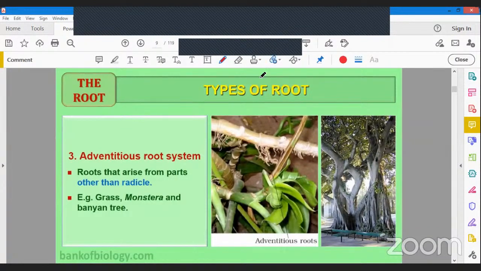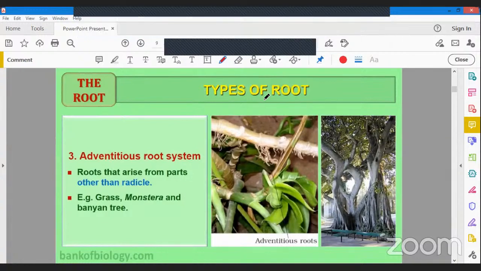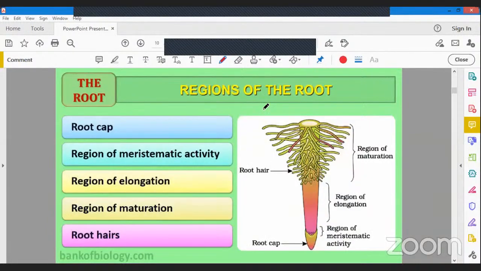Done. Adventitious root system: roots that arise from parts other than the radicle. We'll study a lot about adventitious roots and modifications later. First we'll look at the regions of the root.